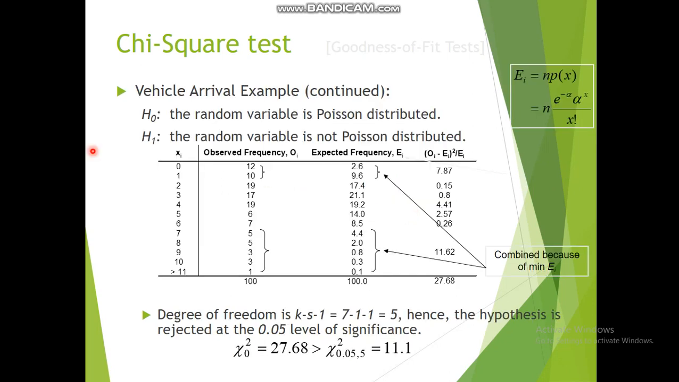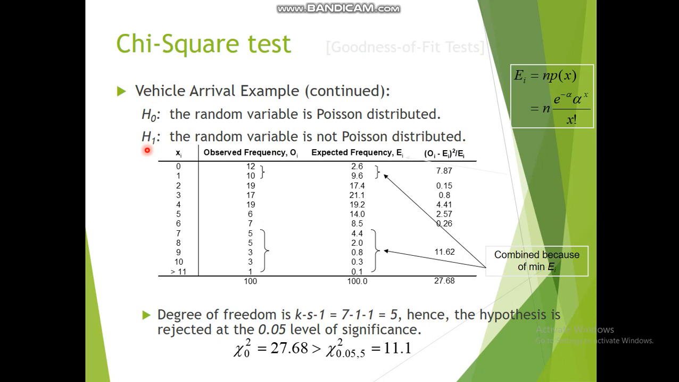Consider a chi-square test example, the vehicle arrival example. Initially you consider two hypotheses, H0 and H1. H0 says the random variable is Poisson distributed, since the data given is in a Poisson distributed manner, and H1 says the random variable is not Poisson distributed.